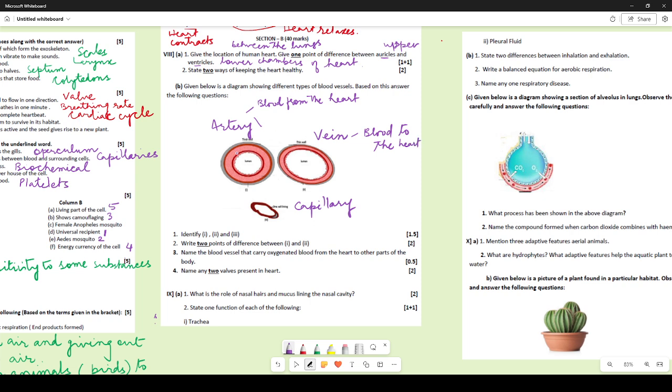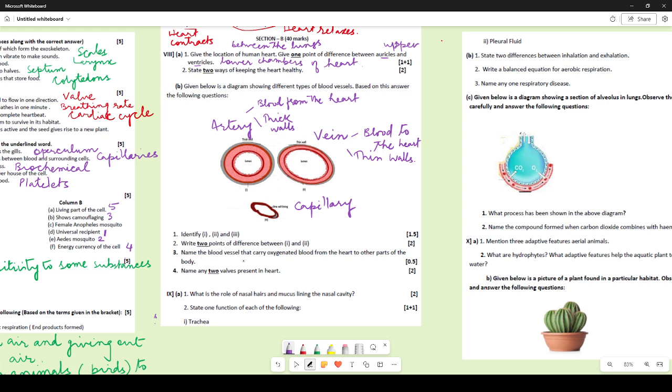Now another point, you can see it has a thick wall, right? Because of which the lumen is reduced. So the artery has thick walls and a narrow lumen, whereas veins have thin walls and a wider lumen.